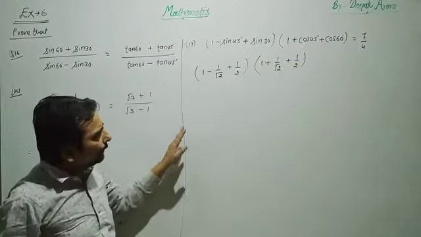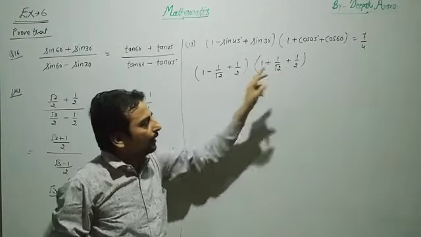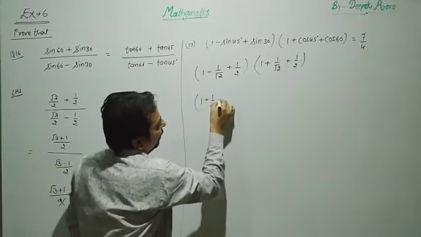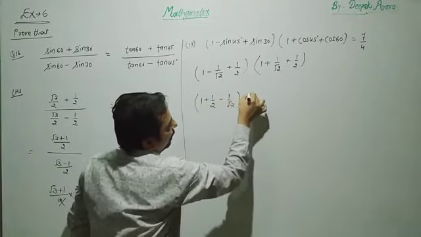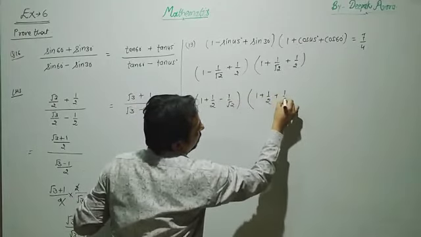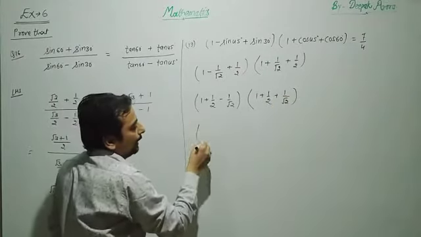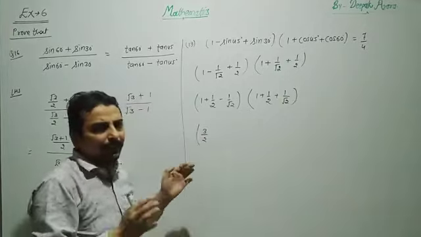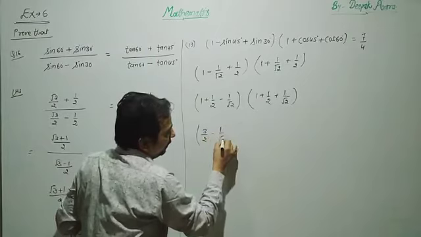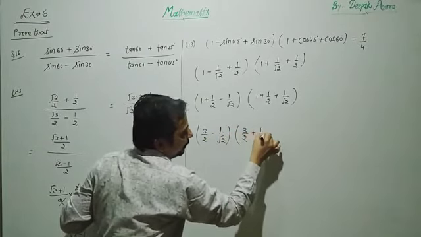We have the value 1 minus 1 by root 2 plus half, times 1 plus 1 by root 2 plus half. We can also write that as 1 plus 1 by 2 minus 1 by root 2, and the second term is 1 plus 1 by 2 plus 1 by root 2, because 1 plus half is 3 by 2, and the second value is also 3 by 2 plus 1 by root 2.